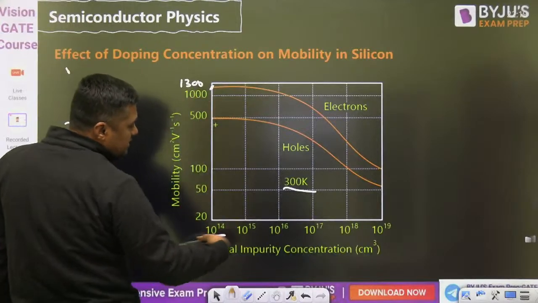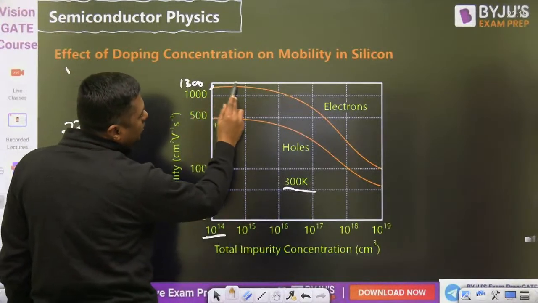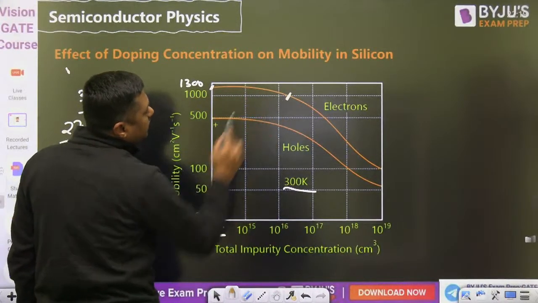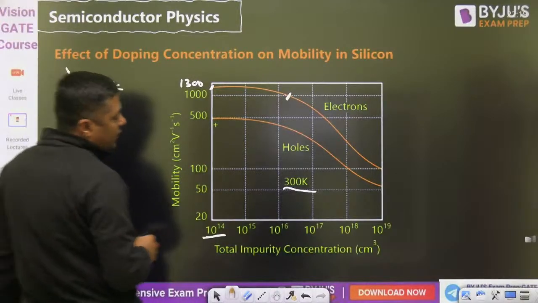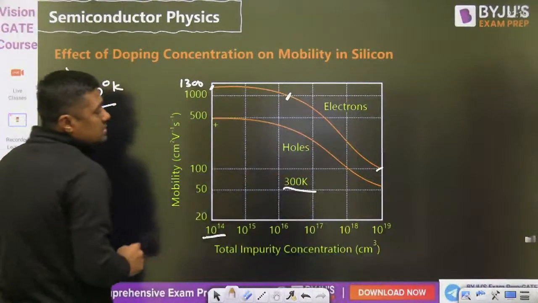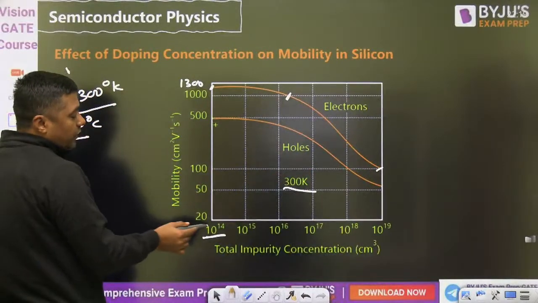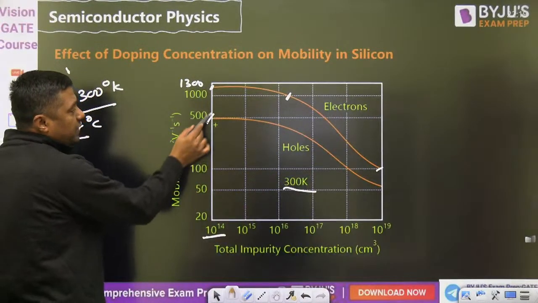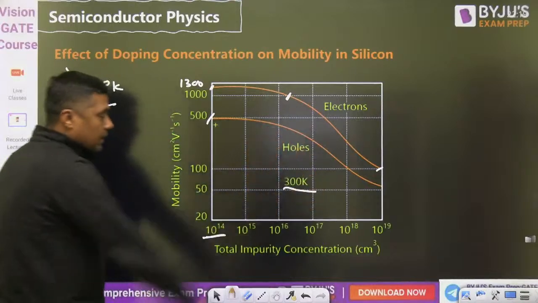Now when we are increasing the doping, what about the mobility of electron? It starts decreasing. At this point it will become 1000 and finally it will become what? 100. Drastic change. Similarly, what about the mobility of hole? When the doping is 10 to the power 14, it is 500, and it is also decreasing. So that is the case.